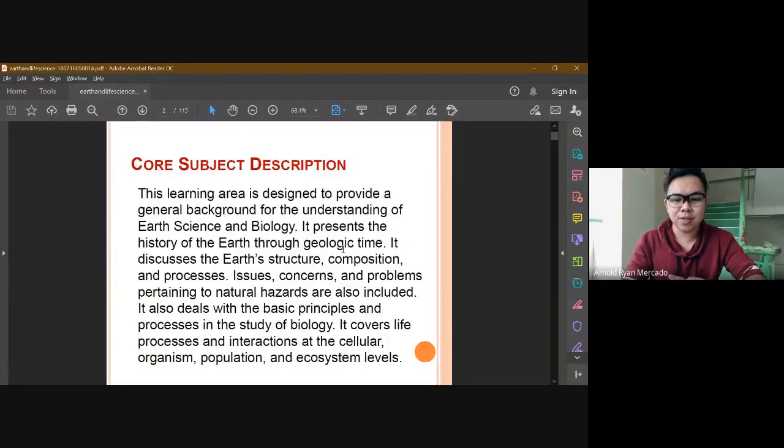So this core subject description, this learning area is designed to provide a general background for the understanding of earth science and biology. Also, it presents the history of the earth through geologic time. It discusses their structure, composition, and processes. Issues, concerns, and problems pertaining to natural hazards are also included. It also deals with the basic principles and processes in the study of biology, covers life, processes, and interactions at the cellular organism, population, and ecosystem levels.